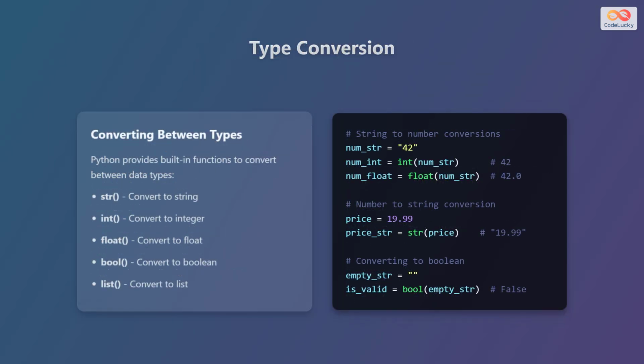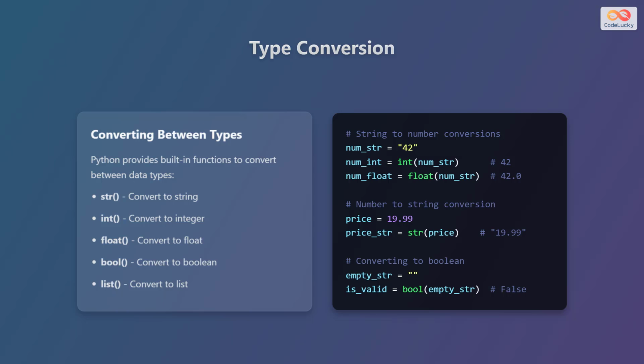Python provides built-in functions that allow you to convert between different data types. str converts a value to a string. int converts a value to an integer. float converts a value to a floating point number. bool converts a value to a boolean. list converts a value to a list.